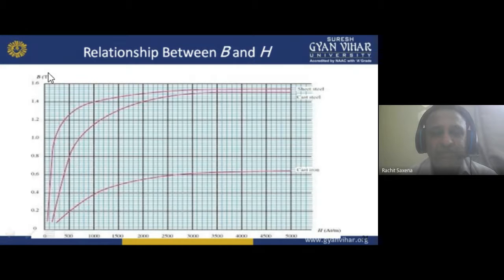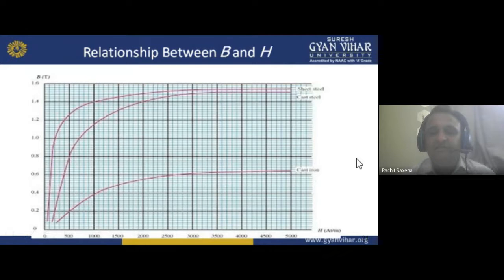Here it is written B, that is density. Come to this side, here it is written 0, 500, 1000, 1500, 2000, 2500, 3000, 3500, 4000, 4500, 5000. So here it is H. H is basically the intensity, and B is the density. And intensity is basically the ampere turn per meter. So here it is written first sheet steel, then cast steel, and here cast iron.